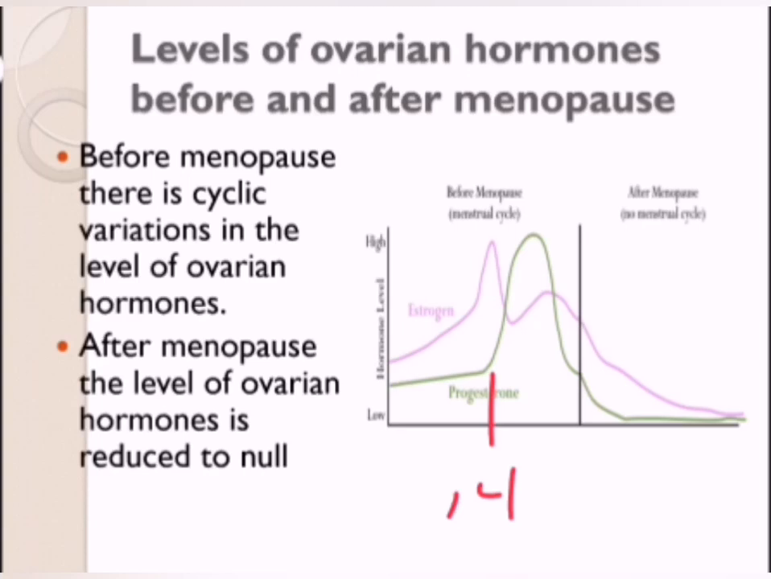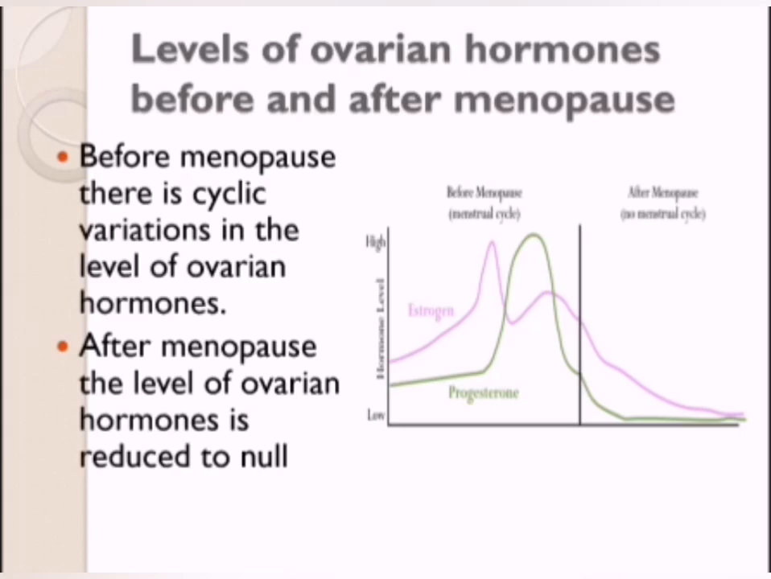Now, but after menopause, what happens to the level of these hormones? After menopause, the level of these hormones is reduced to null. So as you can see, the level of these hormones becomes null or nil. Why? Because there are no more structures, there are no more follicular cells, and there is no more corpus luteum to secrete these hormones. So before menopause, we have a cyclic variation during the menstrual cycle.